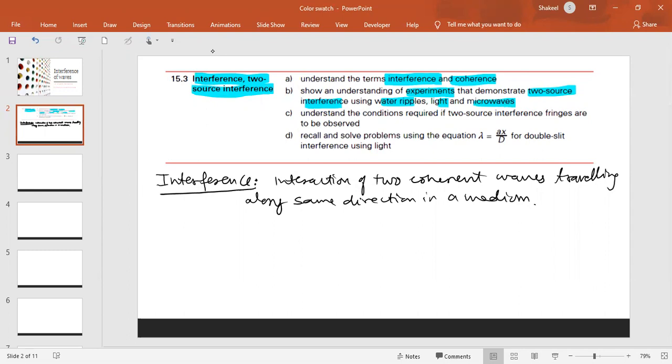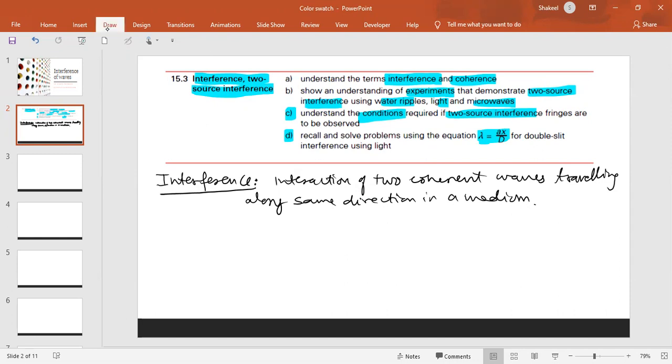And then we'll study Young's double slit experiment, in which we look at the conditions required for two-source interference, and then a specific equation developed by Thomson-Young, lambda equal ax by d, in his famous double slit experiment, in which he proved the wave nature of light, to solve certain problems.